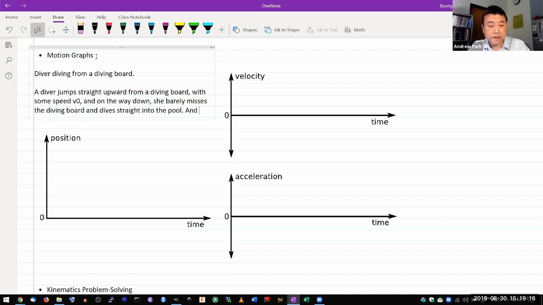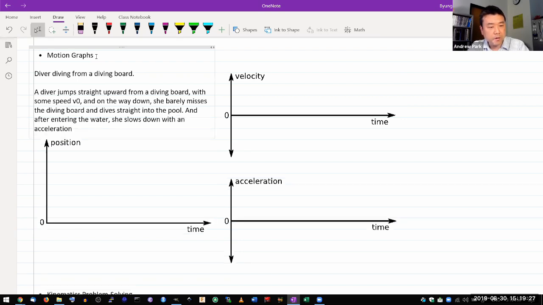And after entering the water, she slows down with an acceleration. Let me make up some number: a equals 5g. That seems like a lot. a equals 3g, or that would be approximately 30 meters per second squared.